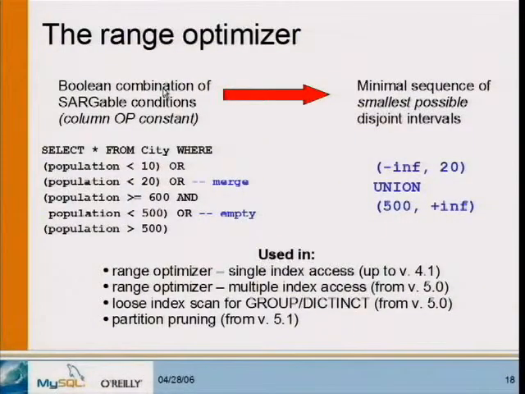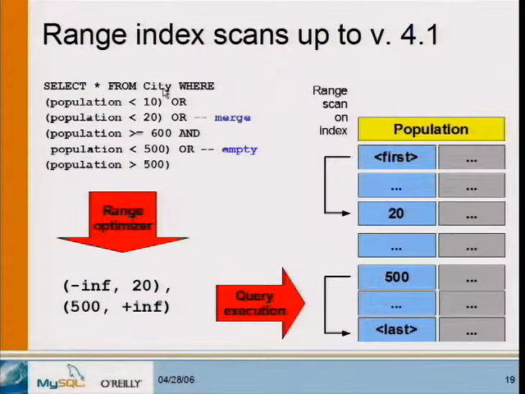It was implemented by one of my colleagues. The index merge is very much based on the range optimizer. This is the component that takes a where clause and generates a minimal sequence of intervals that represents this where clause. It is also used for generating the currently existing range access methods. So let me first remind you how range index scans work in up to and including 4.1.